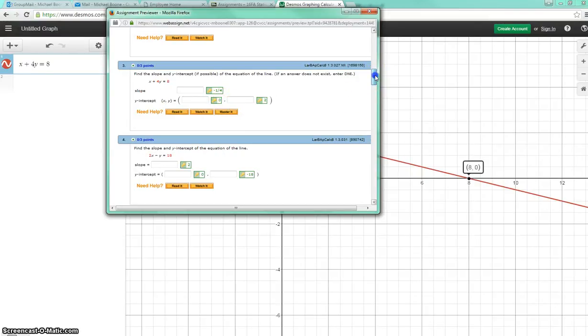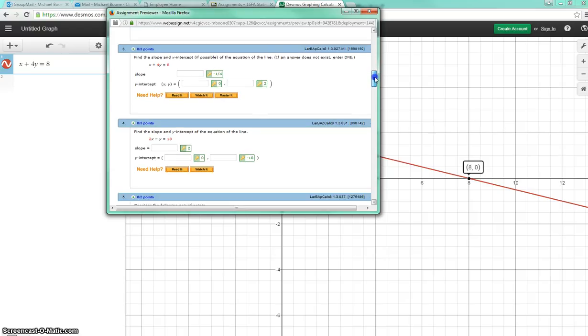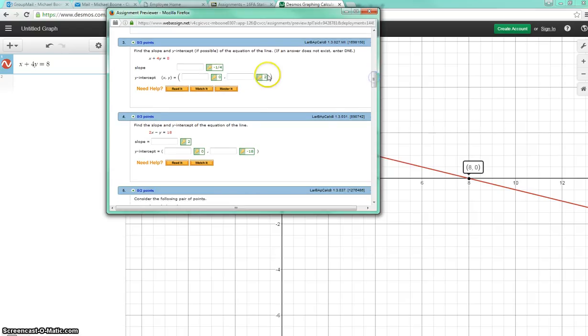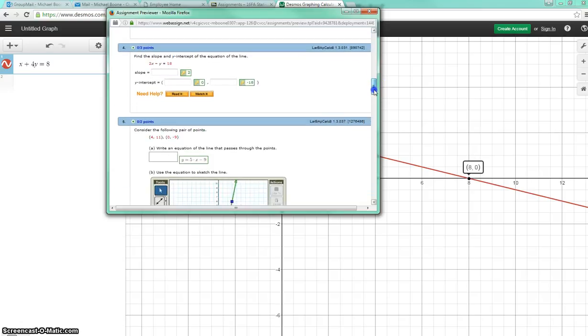So I'll do a supplemental where I do a basic solve for y to show that it's also equivalent to slope equals negative 1/4 and the y-intercept, the y value, is at 2. So when we look at y equals mx plus b form, we'll get the same answers.